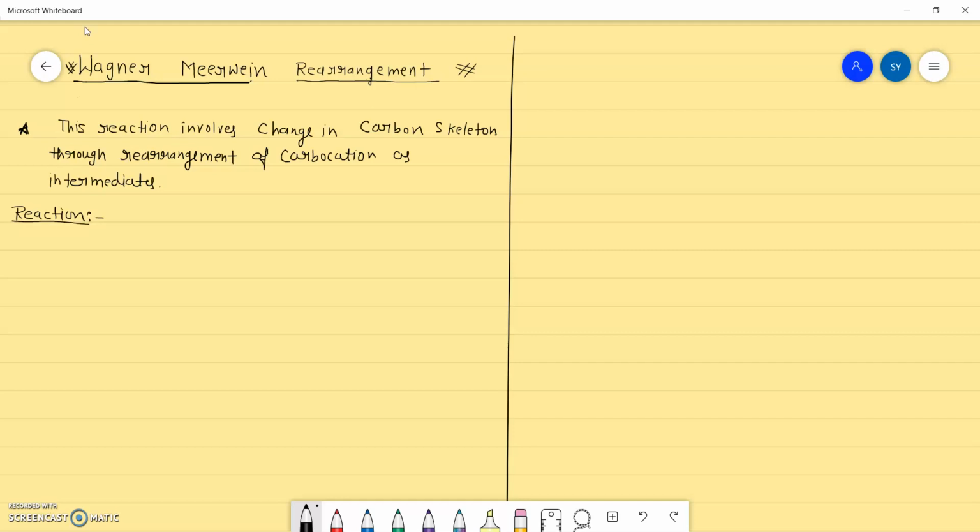If I give you neopentyl bromide, see the neopentyl bromide structure is like this way: CH3, 2 methyl, 1 above 1 below, then we got a CH2 Br. Now here I am adding aqueous KOH. The expected product is neopentyl alcohol.